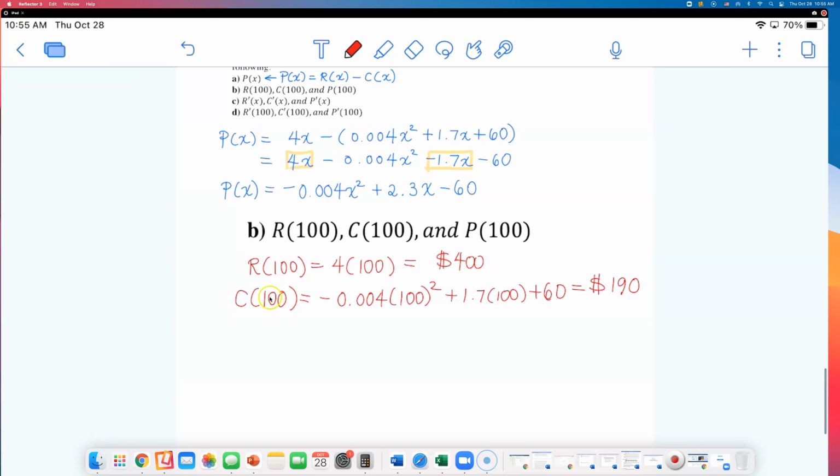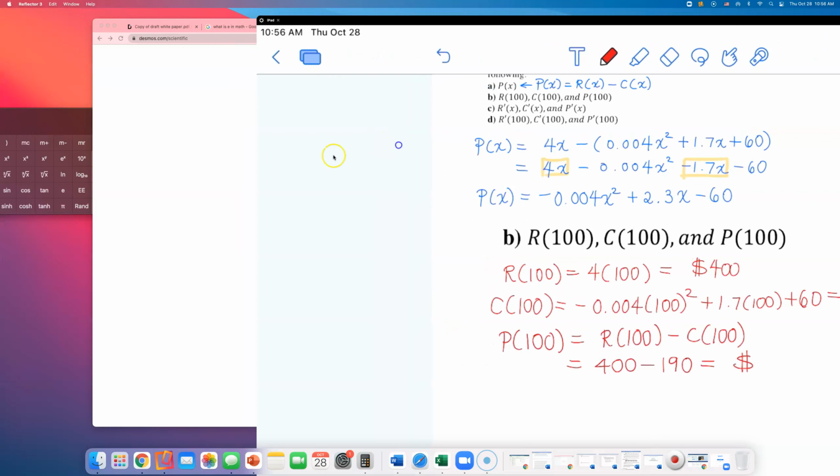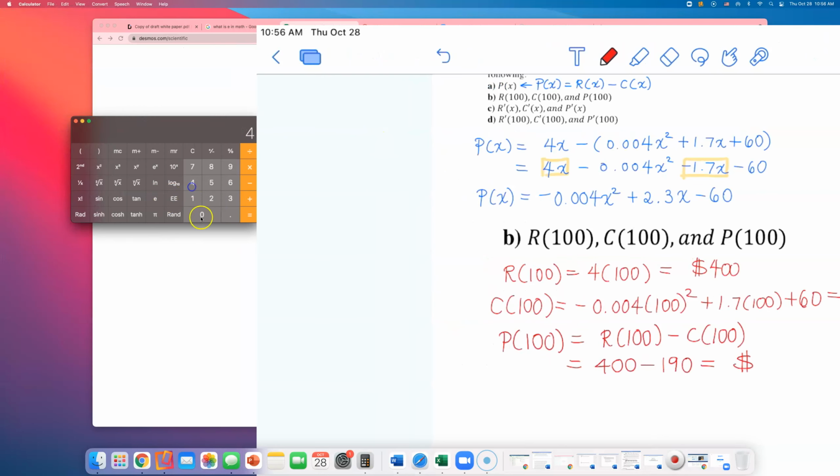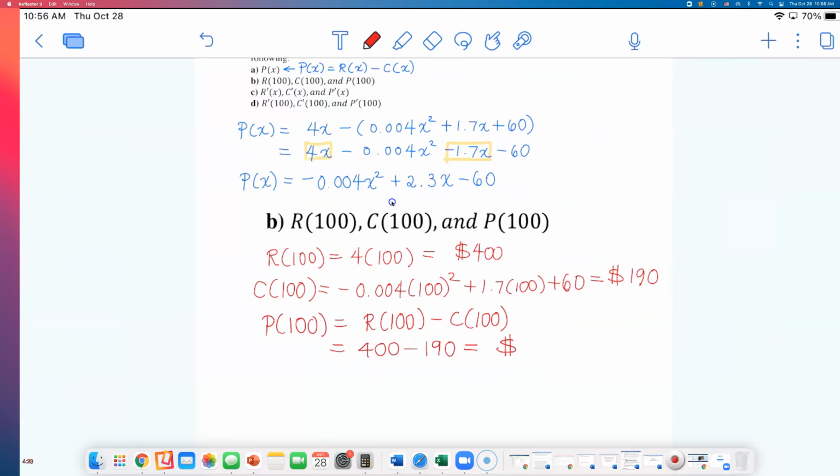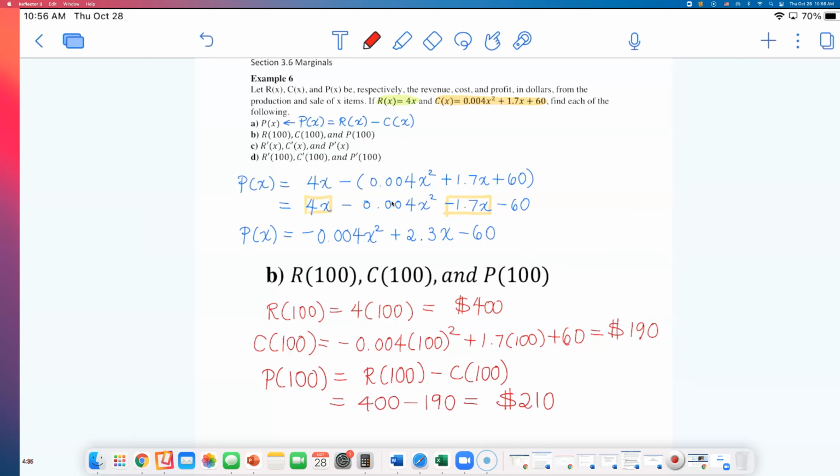We can plug 100 into the profit function, but we don't need to. We can just subtract. P of 100 is equal to R of 100 minus C of 100, which is 400 minus 190. So the profit for making 100 of these items will be 400 minus 190, and that is $210. Nothing calculus about it just yet.